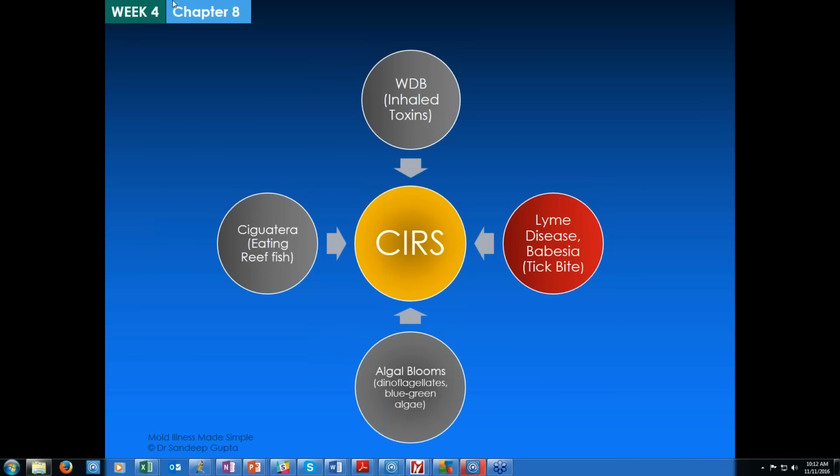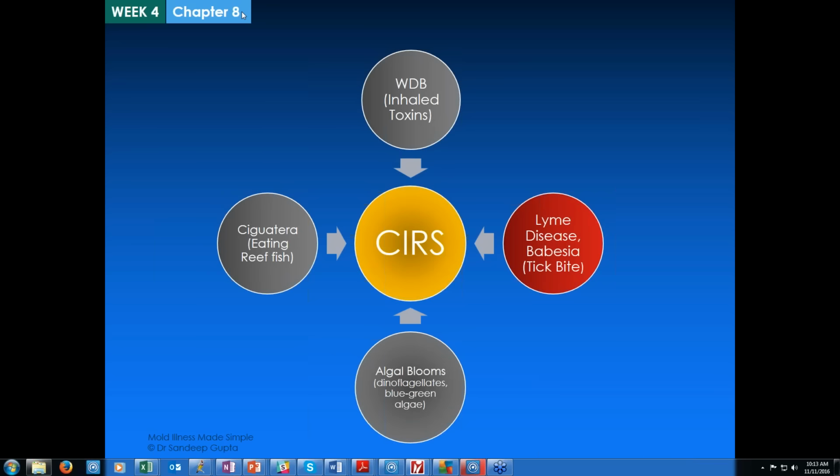But there are other causes, and one of those is Lyme disease or babesiosis, which both come from tick bites. But sometimes they can come from other vectors as well, such as bed bugs or lice, etc. There's a little bit of evidence to suggest that sexual transmission or vertical transmission from parent to child may be an issue as well. But this is an area for further research. And then there are some other rare causes such as algal blooms and ciguatera, which I don't see so much.